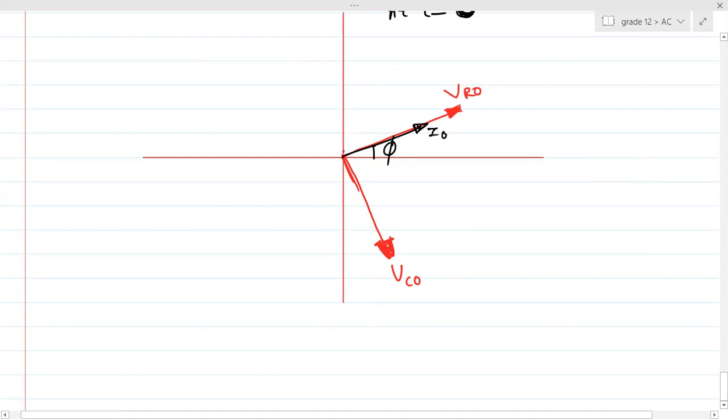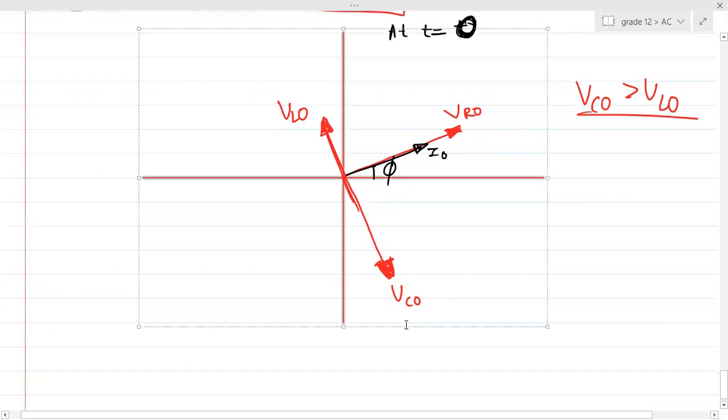And similarly, can I draw a VL naught phasor as well? Can you see in this diagram I have clearly made VC naught greater than VL naught? Sir, what is the reason behind you doing so? The reason is very simple, I'll tell you.